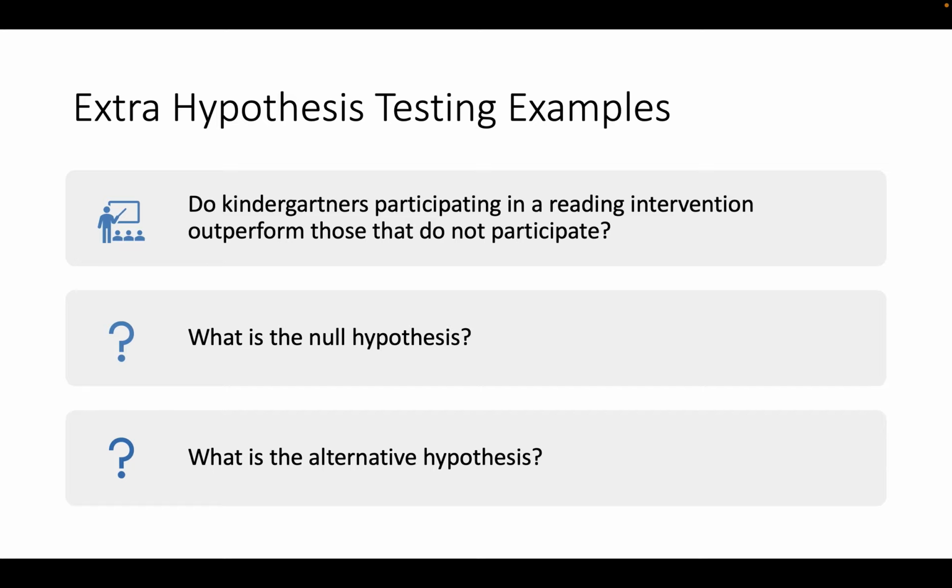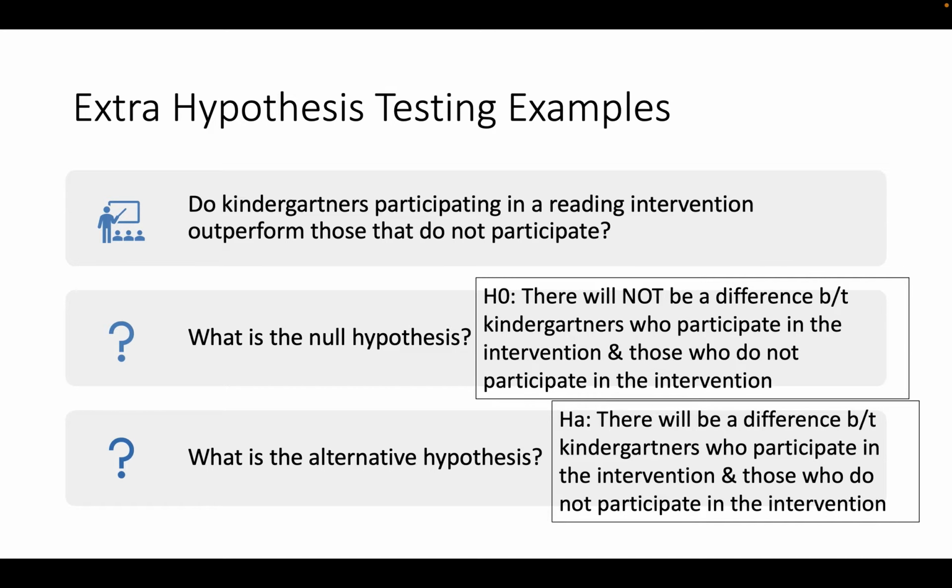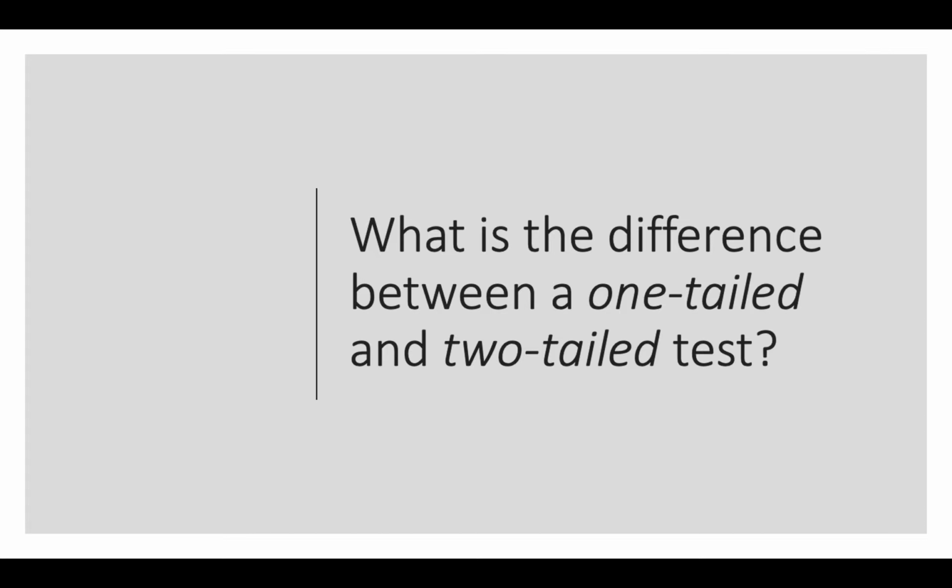Now this question is, do kindergartners participating in a reading intervention outperform those who do not participate in the reading intervention? So our null hypothesis will be that there will not be a difference between kindergartners who participate in the intervention and those who do not participate in the intervention. But our alternative hypothesis will be that there will be a difference between kindergartners who participate in the intervention and those who do not.